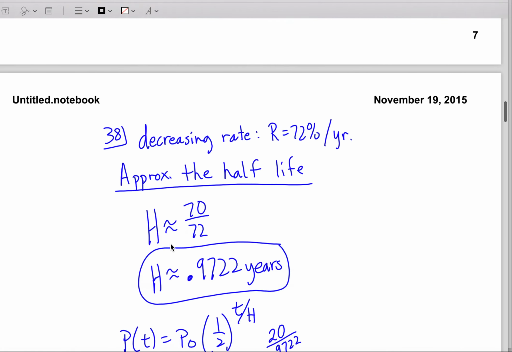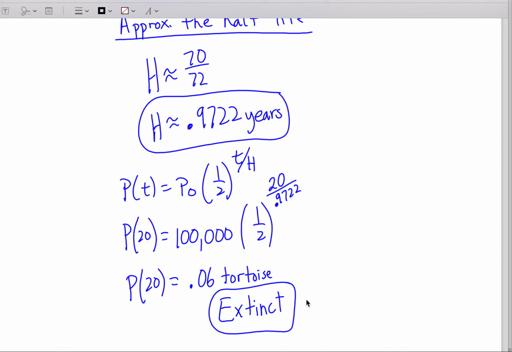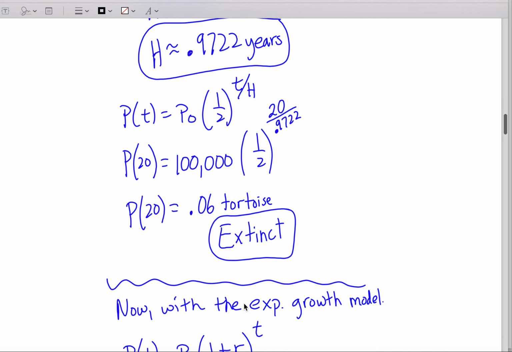Let's say this has to do with the number of tortoises that are around. So we start with 100,000 tortoises. In 20 years, we're going to come down to 0.06 tortoise. So basically, they're going to become extinct in 20 years. So we know, oh, we've got to deal with that, and we try to find some ways to solve that.